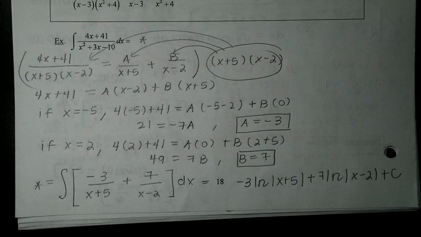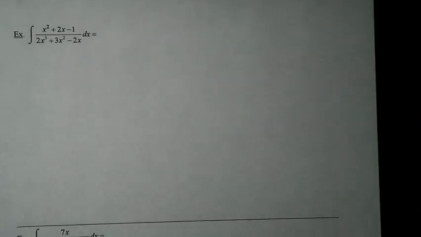Isn't that beautiful? Now let's go over another example so you can see the worst case scenario. We have the integral of x squared plus 2x minus 1 divided by 2x cubed plus 3x squared minus 2x dx. And you're like, oof. You try your u substitution. Do you have a 6x squared plus 6x minus 2? And the answer is no. So what are we going to do here?